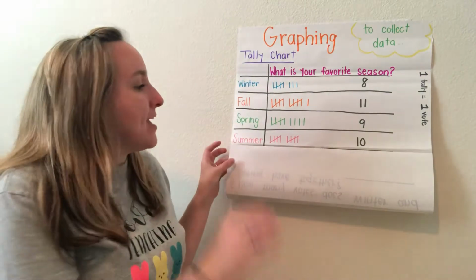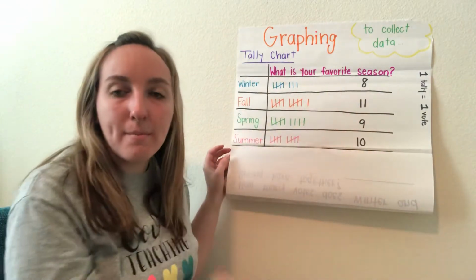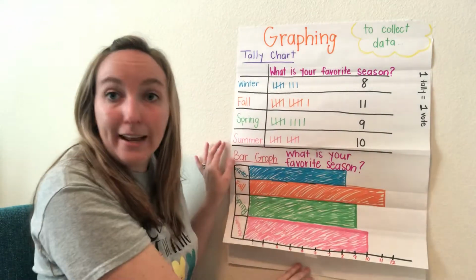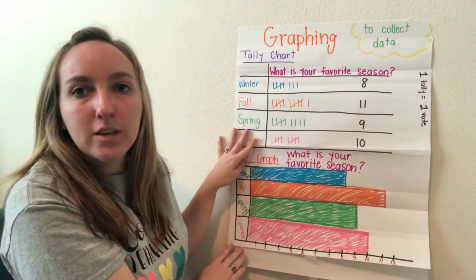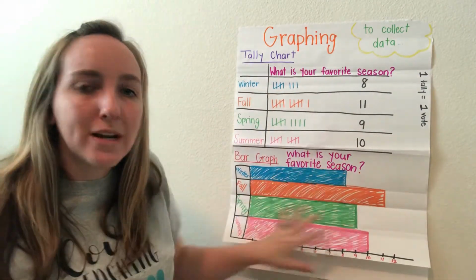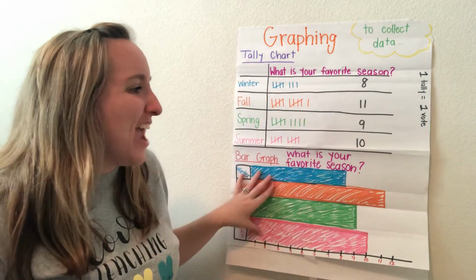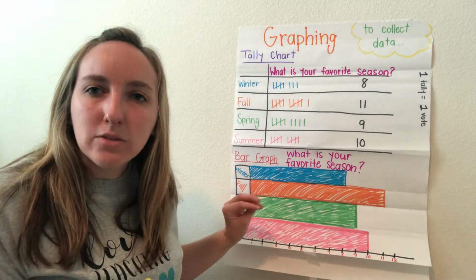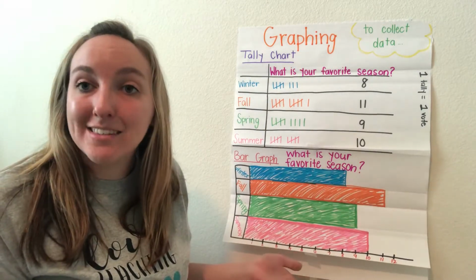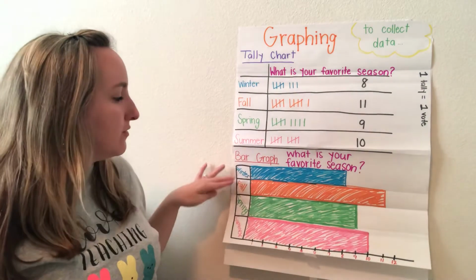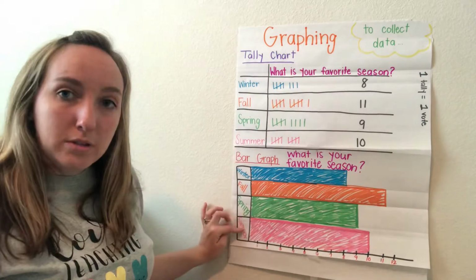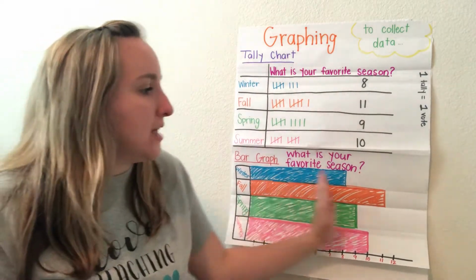So I can now take my data from my tally chart and turn it into a beautiful and colorful bar graph. So a bar graph is kind of the same thing as a tally chart. It just organizes data in a different way. And it kind of can represent a pictograph as well, because you can still easily see which category has the most votes. So I have winter, fall, spring, and summer here. This is my labels.